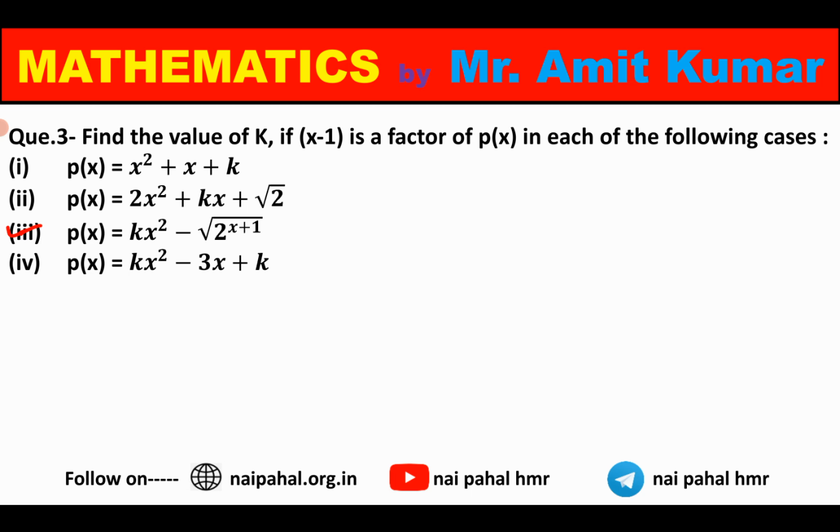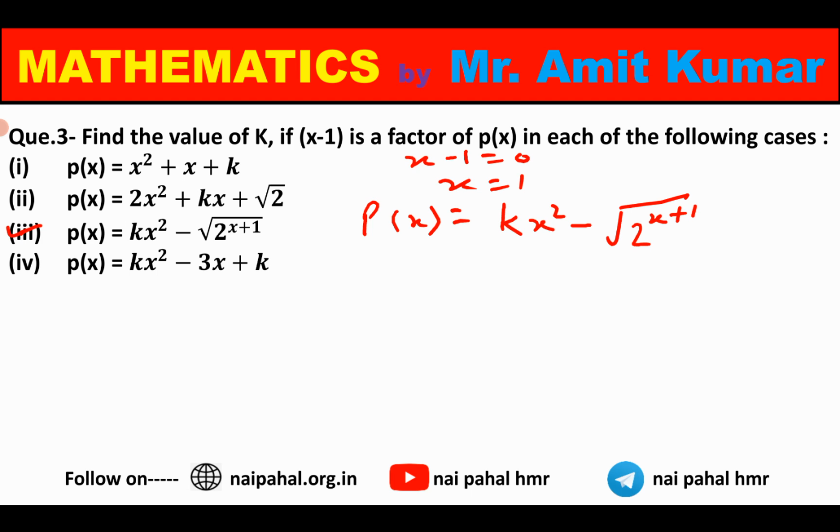P(x) is given as x square plus x plus k. Here you can see P(1) equals square of 1 plus 1 plus k. P(1) is to be taken as 0, square of 1 will be 1, plus 1 plus k, 1 plus 1 is 2, plus k. So in the next step, the value of k will be minus 2. This is the value which you are looking for.